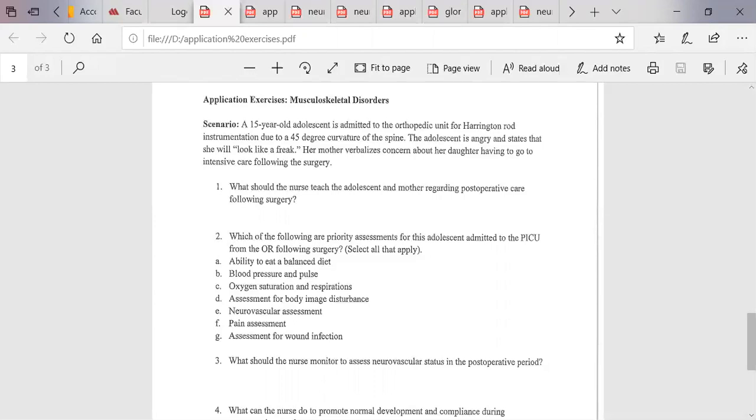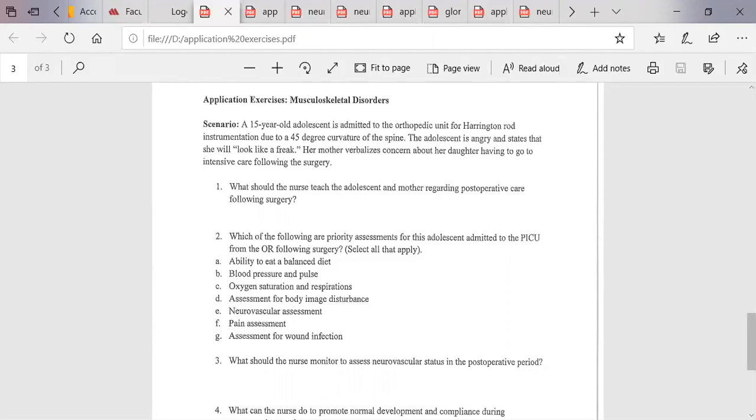All right, let's get into the case study, and then I'll talk about some other things with scoliosis as well. So we have a 15-year-old adolescent. They're admitted to the orthopedic unit for Harrington rod instrumentation due to a 45-degree curvature of the spine. The adolescent is angry and states that she will look like a freak. Her mother verbalizes concerns about her daughter having to go to the ICU following the surgery.